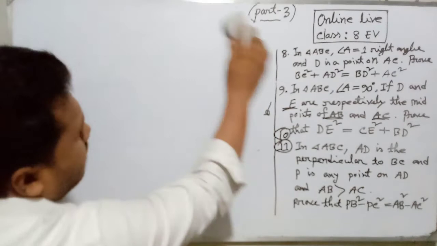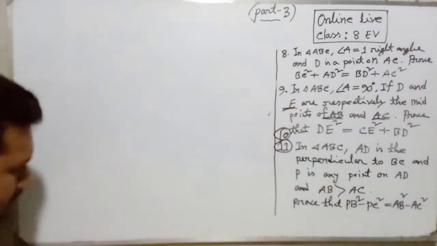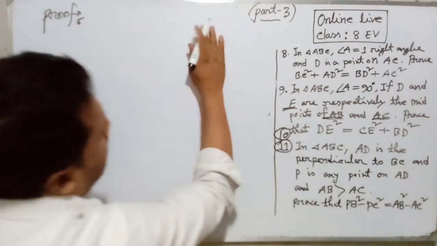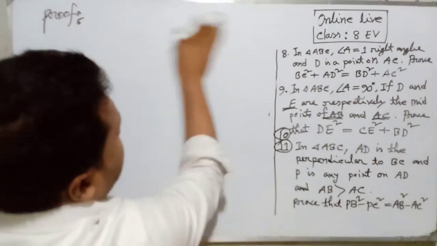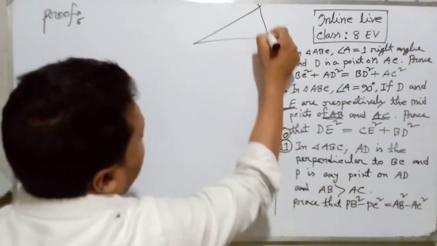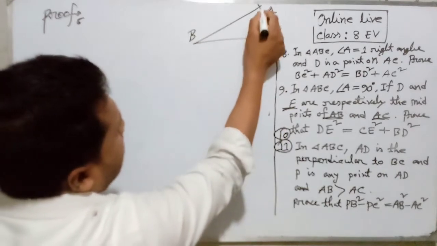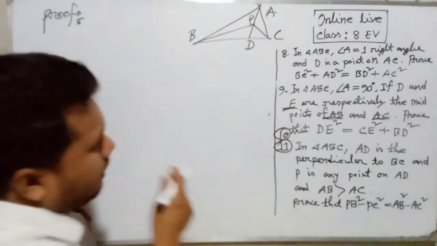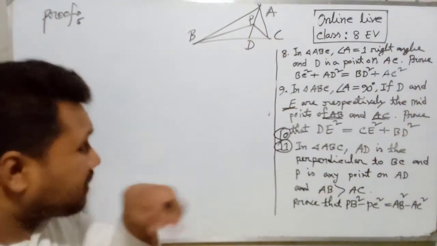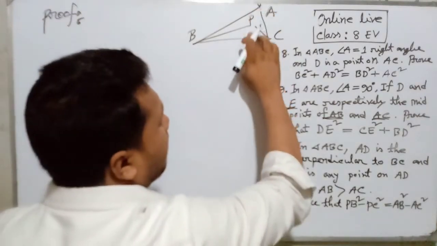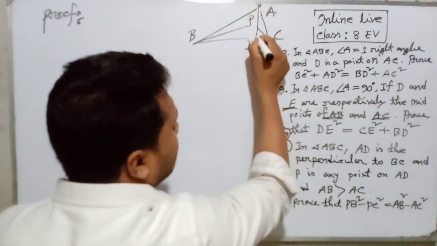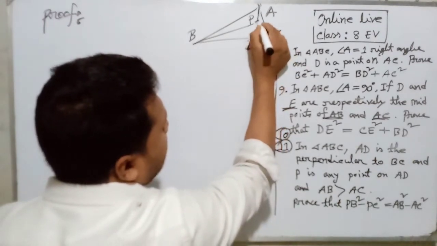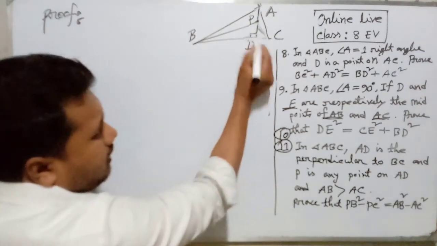Now dear students, if we go to our proof part, look at this first. Suppose this is our figure, with AC, and this is our B, and this is our AD, and this is our point P. Now dear students, look, this AD is 90 degree, this is perpendicular. Clear? Here D is the 90 degree.